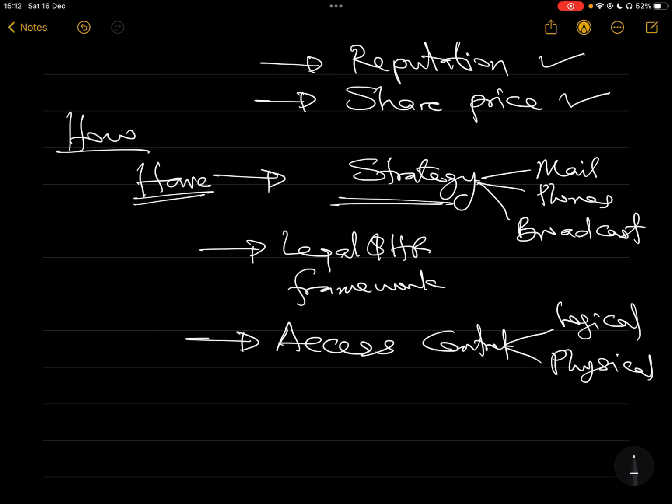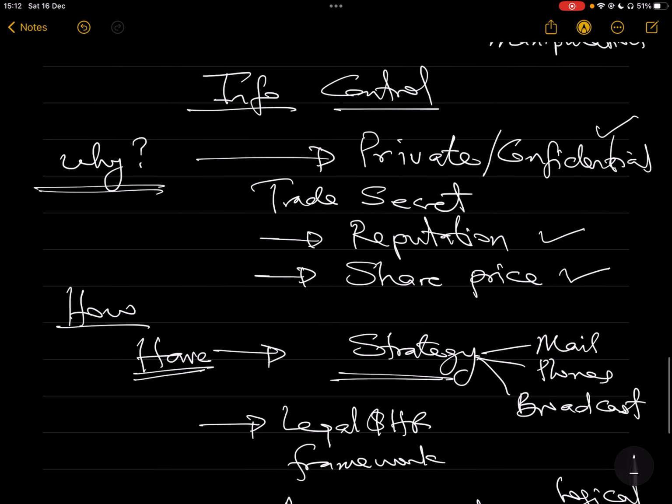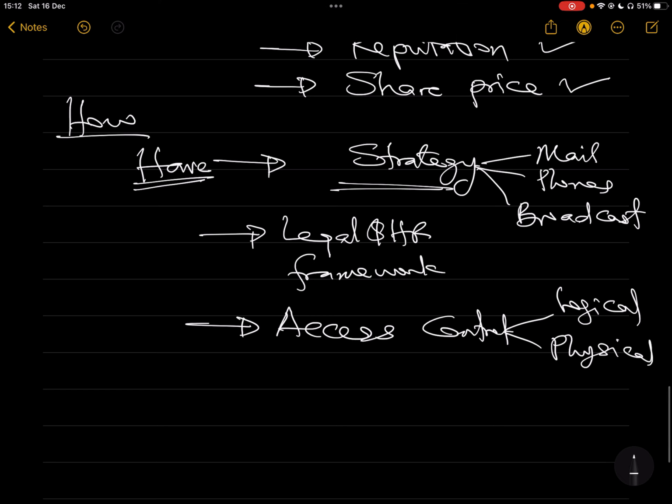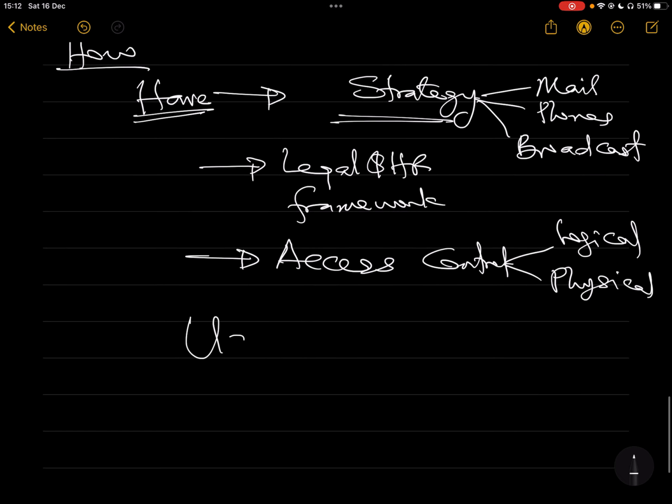So information is only released on a need to know basis. So it is very important to know why you must control the information and how you must control the information. Very, very important. Now, who are the users? Now let's look at the users of information.